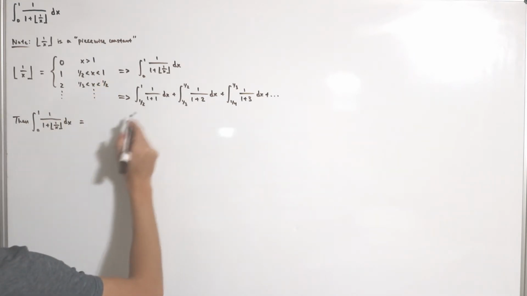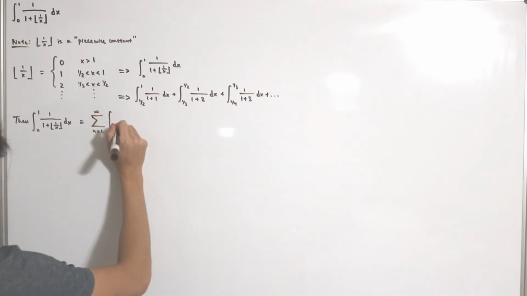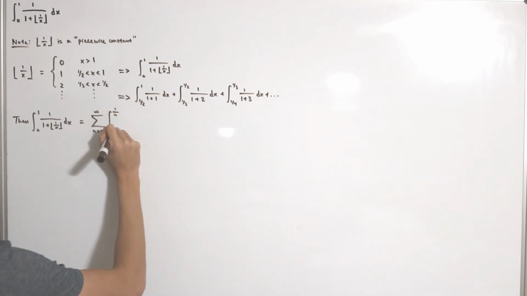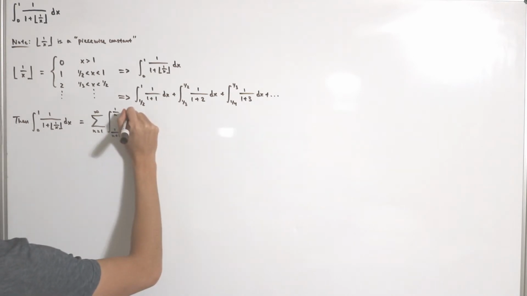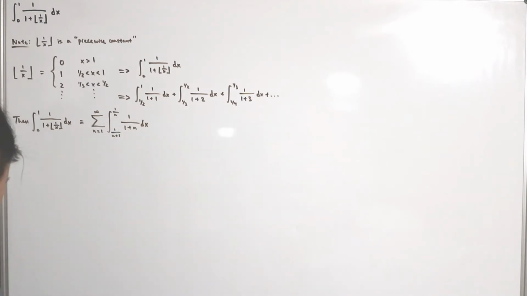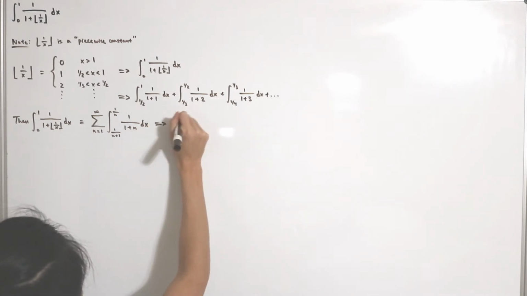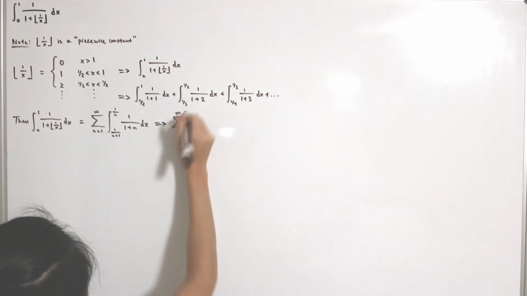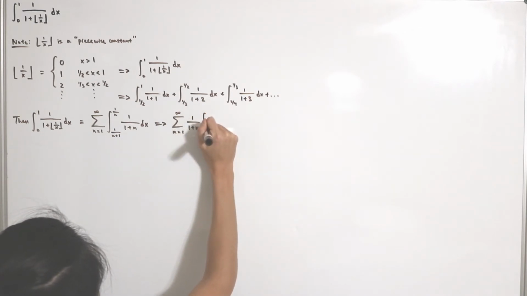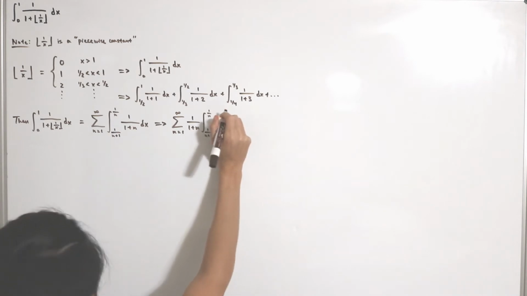So we're starting at n is equal to 1, the sum over n is equal to 1 of the integral, and our bounds would have to be 1 over n as the upper bound and 1 over n plus 1 as the lower bound, of 1 divided by 1 plus n dx. Okay, cool. Now notice that 1 over 1 plus n is just a constant, so I can simply move that outside. So this is the sum over n is equal to 1 of 1 over 1 plus n, and the integral from 1 over n plus 1 to 1 over n of just dx.